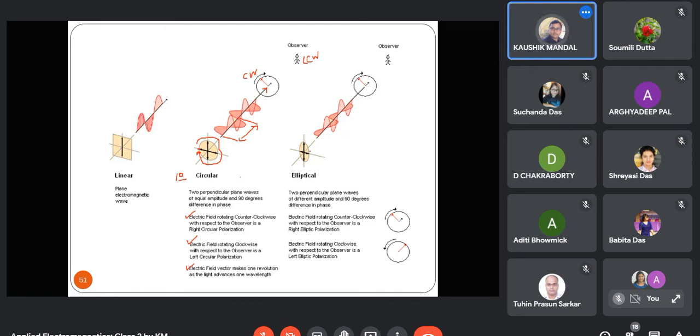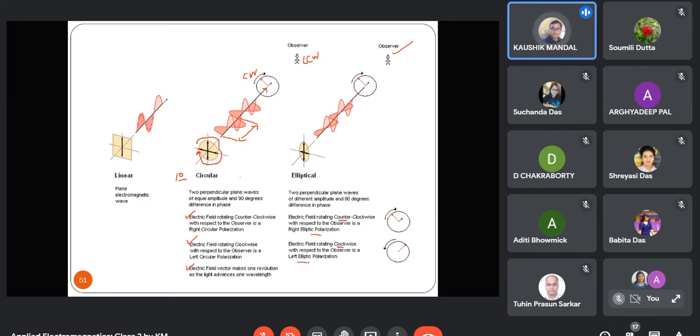Now in the next figure, this is the polarization ellipse. It is an ellipse, so this is the case of elliptical polarization, and the case is the same with respect to the observer. With respect to this observer, it is rotating counterclockwise, so it will be the case of right elliptic polarization, and if it is clockwise, then it will be the case of left elliptic polarization.